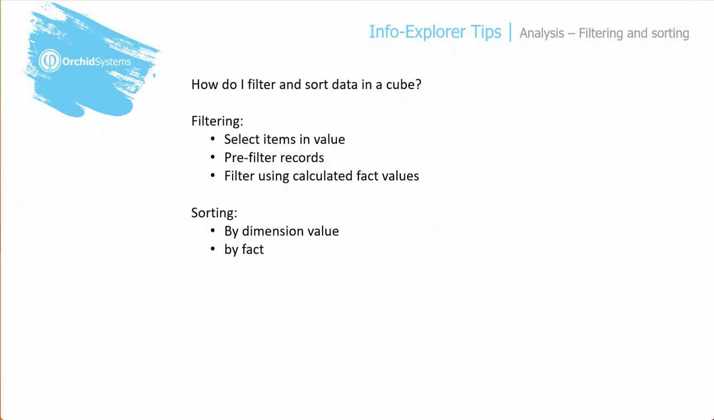We have looked at the three different ways to filter data on a cube: by selecting the dimension values, by pre-filtering the underlying records, and by filtering using the calculated fact values. Now we're going to look at sorting. We can sort either by dimension value or by fact.